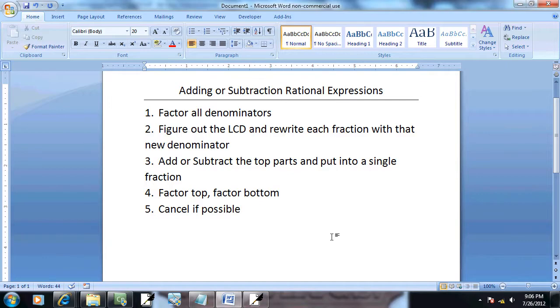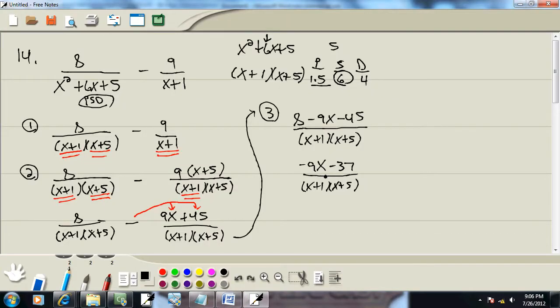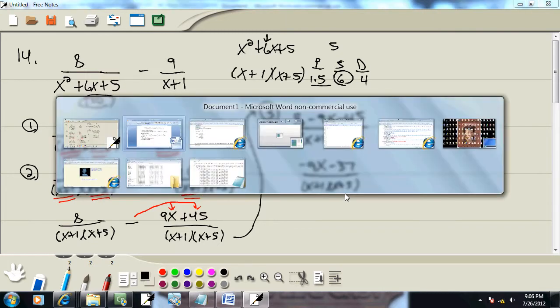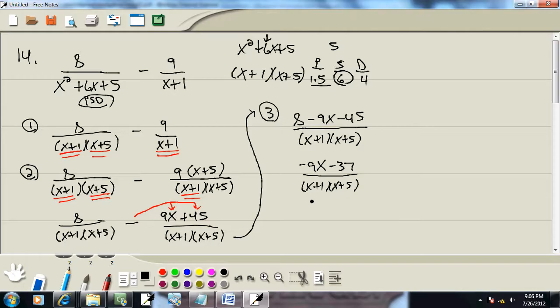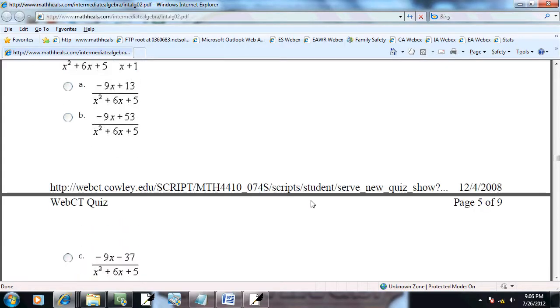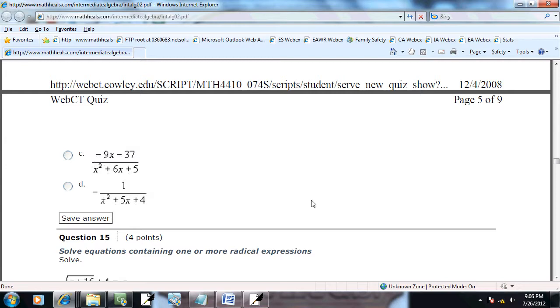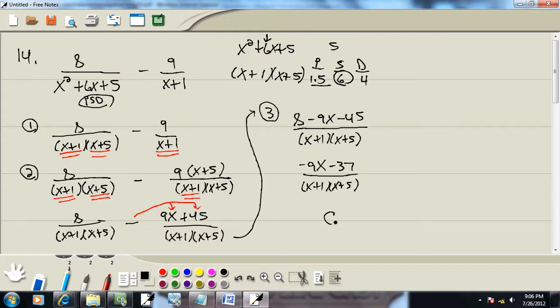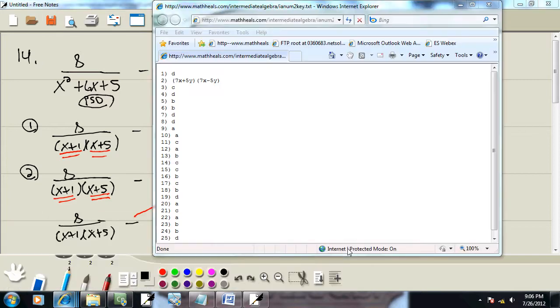Well, step 4 and 5 we don't have to do because we can't factor the top. We can factor out negative 1, but that's it. And obviously it's not going to cancel with anything down below, so that would be our answer. Negative 9x minus 37, which would be C. Let me actually check that. C. Okay. 14C. And it checks.